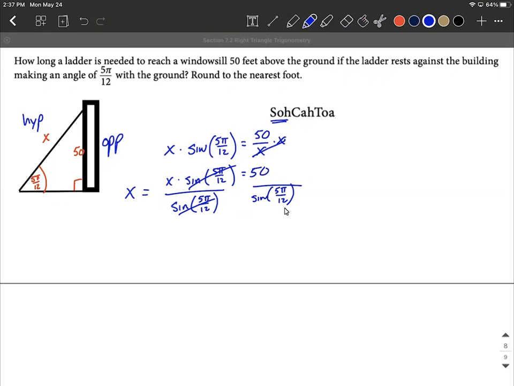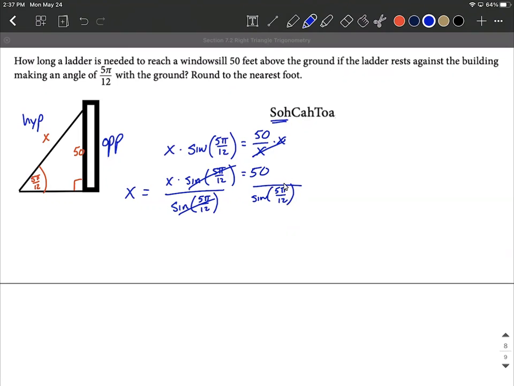So when you're getting this into your calculator, remember that 5 pi over 12 was given to us. They did not indicate degrees. So this is automatically radian measure. So let's make sure that our calculators are in radian mode by pressing the mode button and the third option down. At least on my calculator, you're able to choose either radians or degrees. We want to choose radians. Then to get this into our calculator, we'll do 50 divided by sine button, 5 pi button over 12.